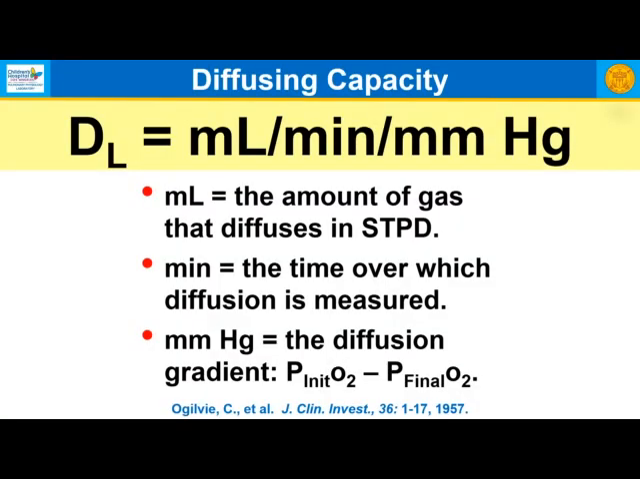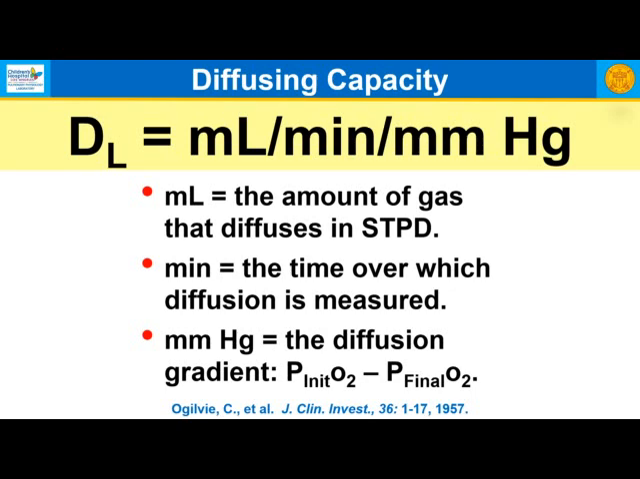So this is the definition or the formula for a diffusing capacity. The diffusing capacity is the amount of mLs of a gas that diffuses, and the mLs are measured in STPD, standard temperature pressure dry, per minute over which diffusion is measured, per millimeter mercury or torr diffusion gradient, which would be the initial PO2 minus the final PO2.